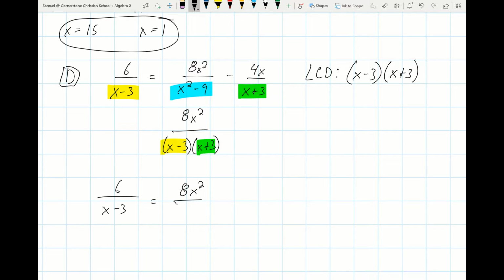over, you can leave it either way. It's going to be a lot easier if you leave it in the factored form, because then you can more easily see if something cancels out. Minus 4x over x plus 3. So I'm multiplying both sides here by the LCD.